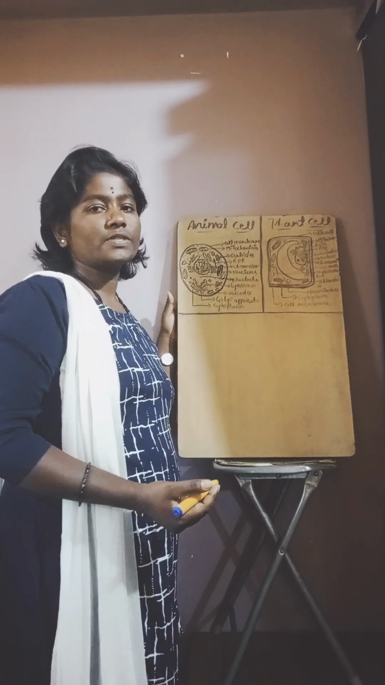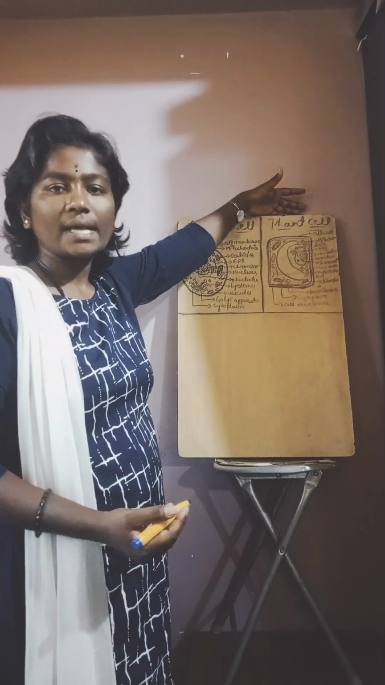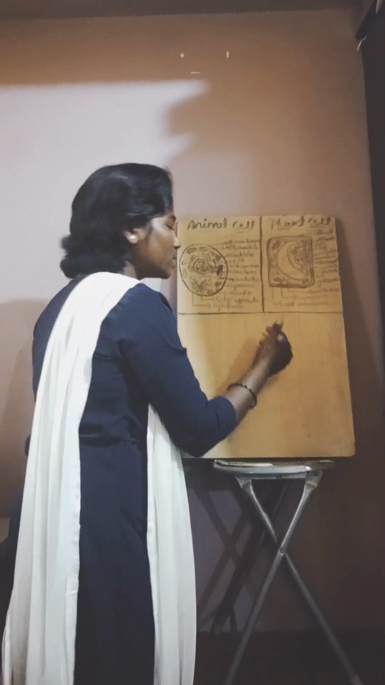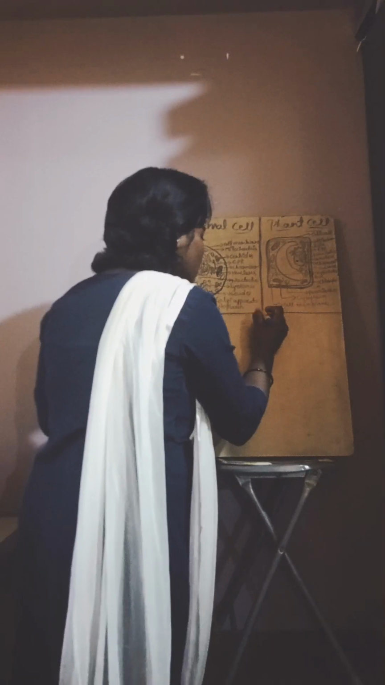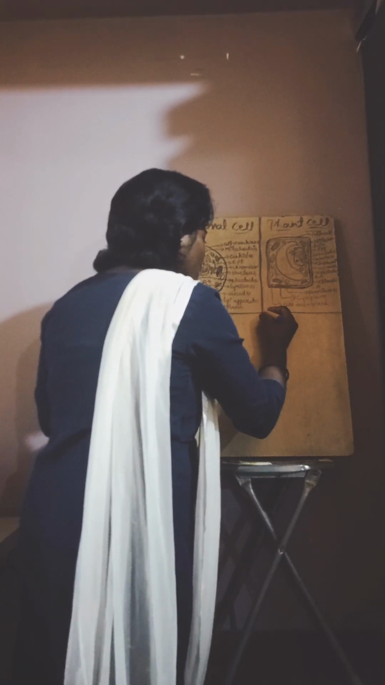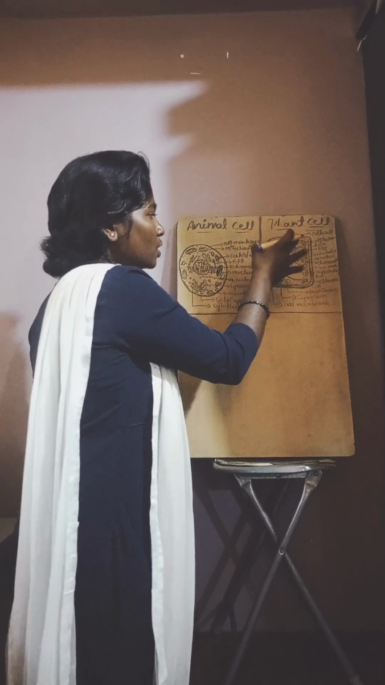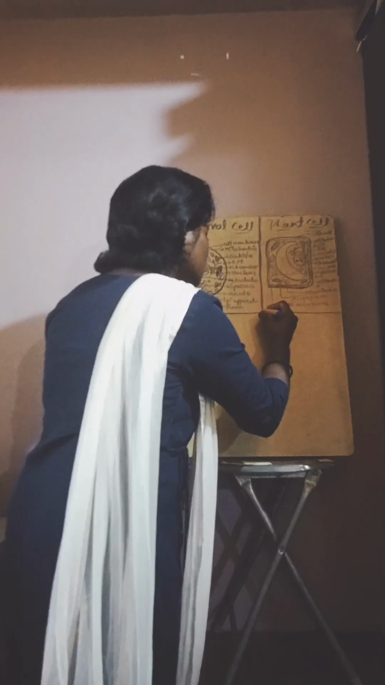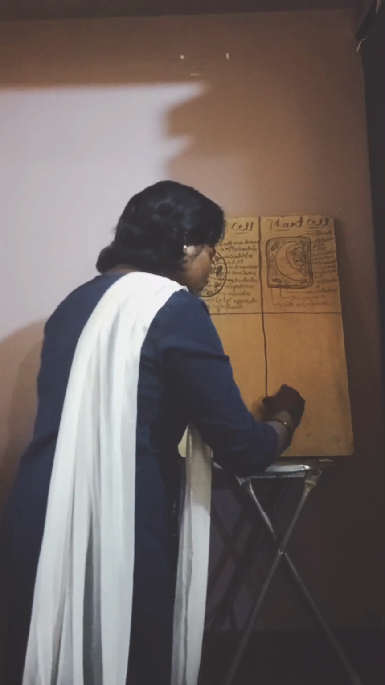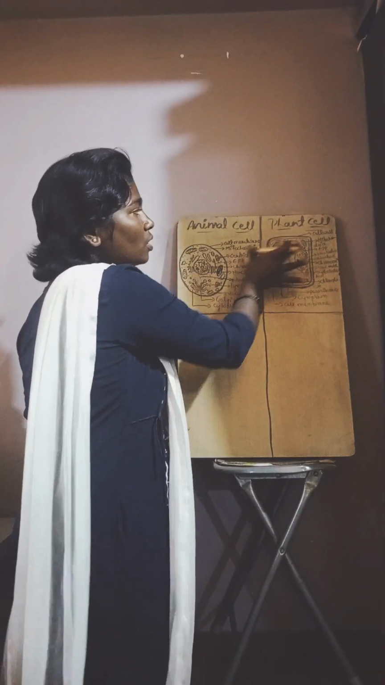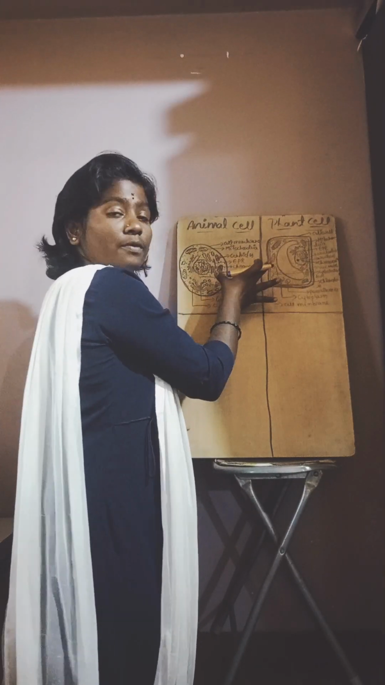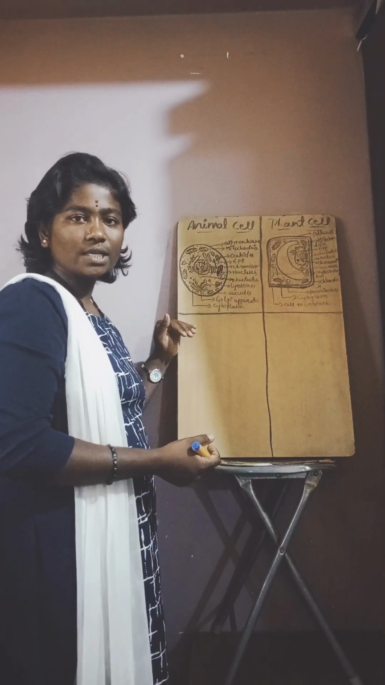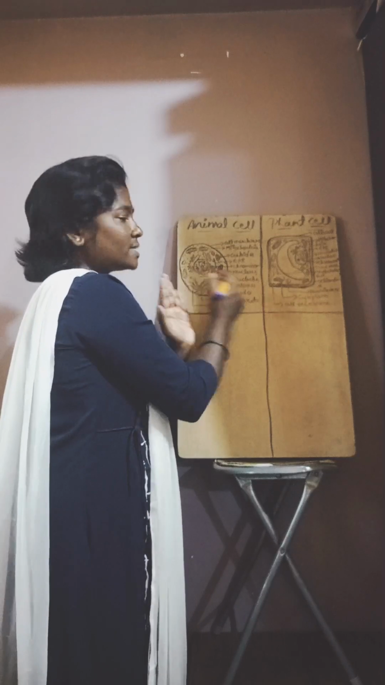So as I told in the last video, animal cells and plant cells are eukaryotic cells, right? That means eukaryotic cells are cells in which both have a prominent nuclear membrane, nucleus, and membrane bound cell organelles. That type of cell can be called eukaryotic cells, right? So these two types of cells come under eukaryotic cells. Okay, now we will see the differences between these two cells.